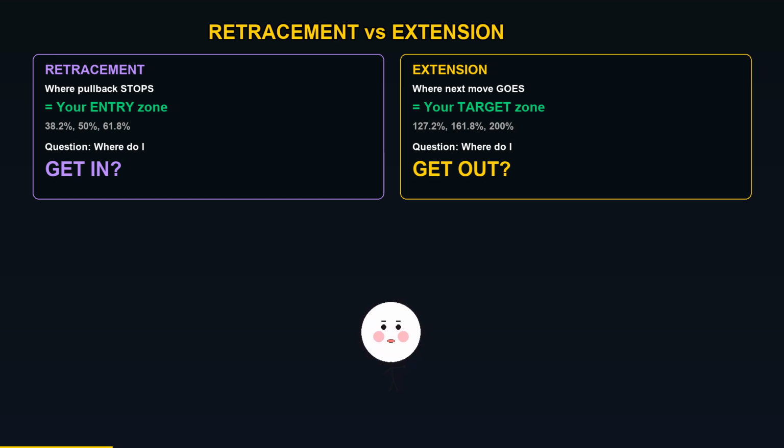Retracement answers the question, where do I get in? Extension answers the question, where do I get out? They are two halves of the same system. You need both. Retracement without extension is like knowing the starting line, but not the finish line. You will run, but you will not know when to stop.